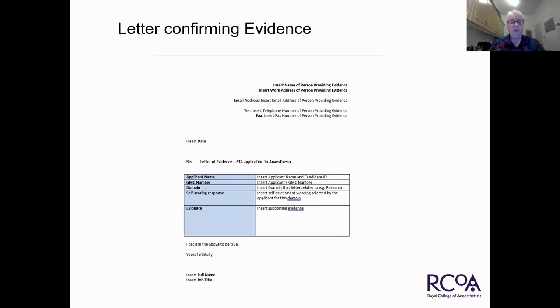So also very useful for us is a separate letter for evidence. So you can ask your supervisor or your college tutor to just give you a letter of support confirming what your evidence is. This letter is available on the ANRO website as a download. You can have more than one, you can use it for separate pieces of evidence in different domains. And then that is also helpful for the assessor to be able to see how your evidence fits in.